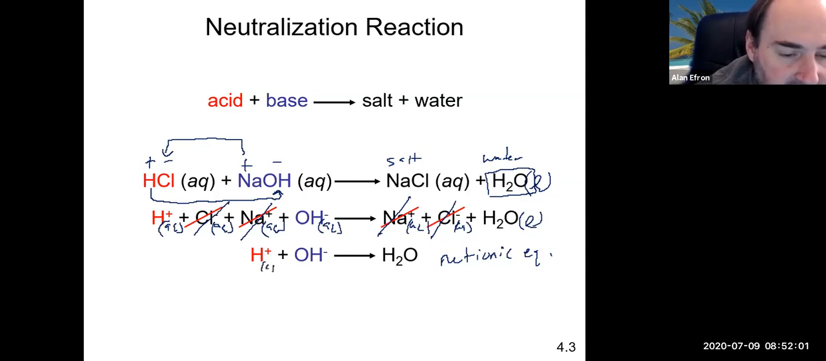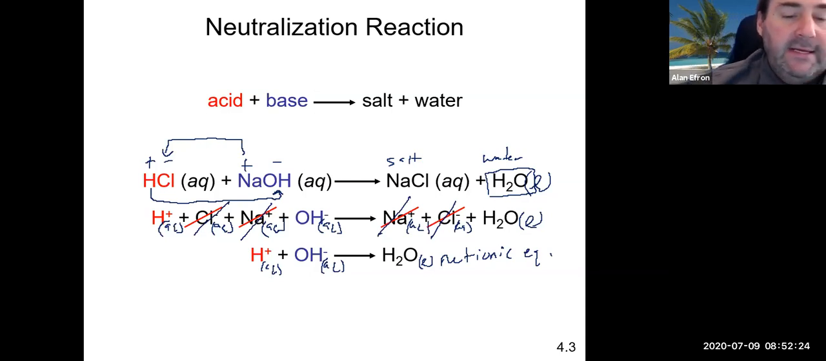It is the H plus from the acid coming together with the OH minus from the base to form water. And that is our net ionic equation. No matter what combination of strong acid and strong base you put together, when you get all the way down to the net ionic equation, it's always going to be H plus plus OH minus makes H2O. This is our net ionic equation.